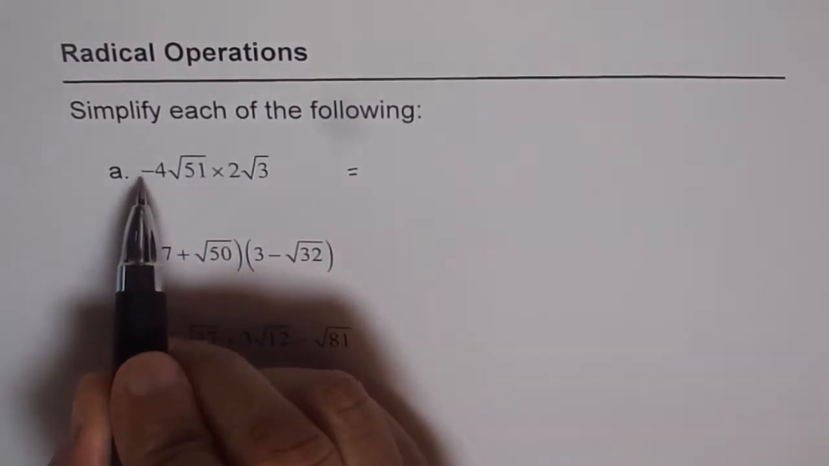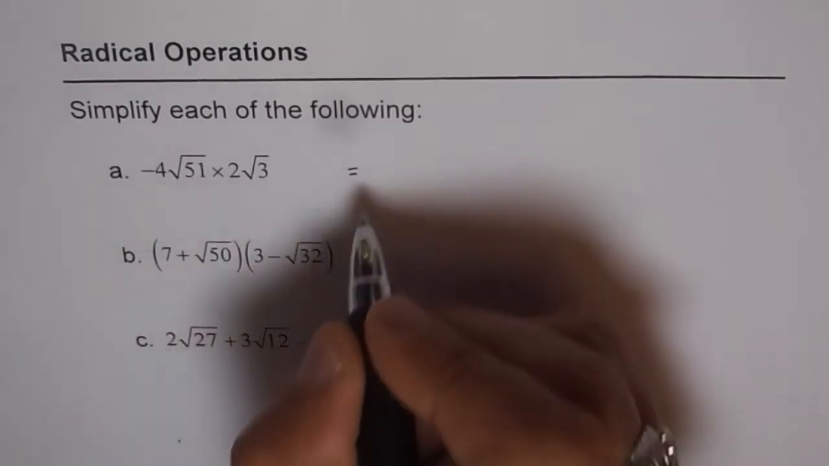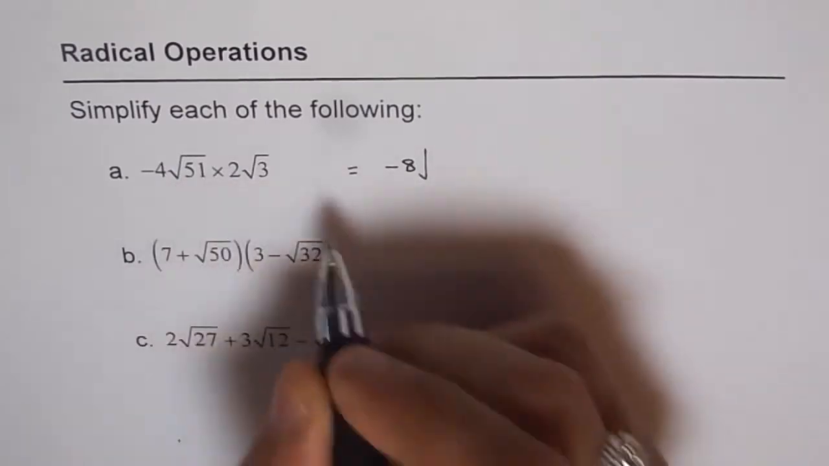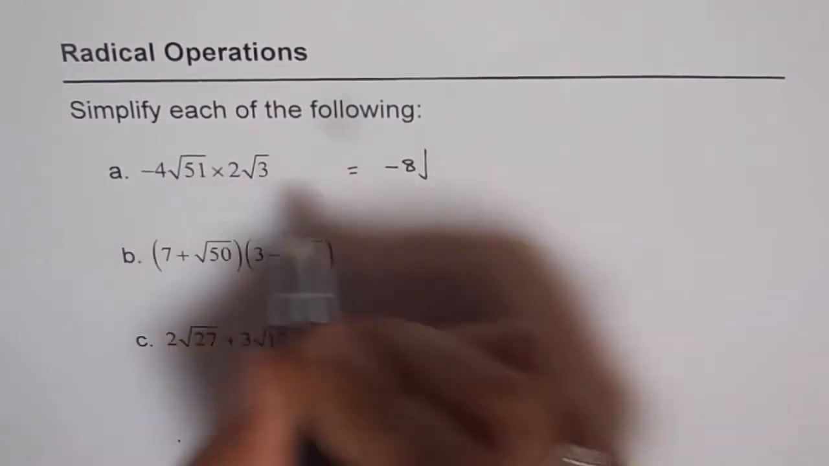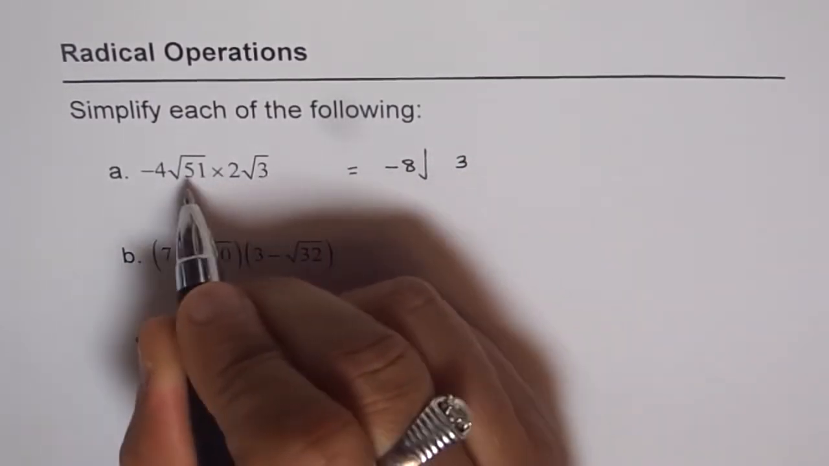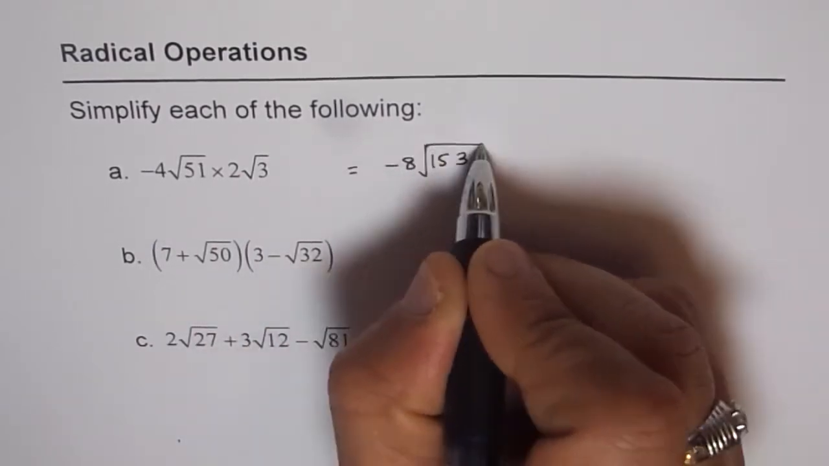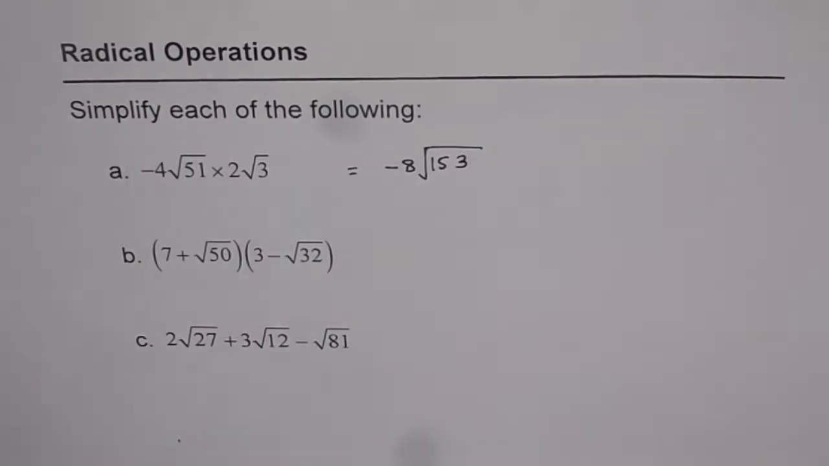You'll multiply minus 4 with 2, so you get minus 8, and then you will multiply square root 51 by 3, and you get 3 times 1 as 3 and 3 times 5 as 15. So you get square root 153. Now you're stuck with a big number here, and really it becomes difficult for you to simplify this kind of a number.